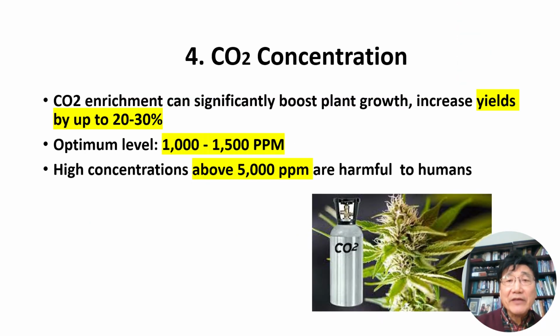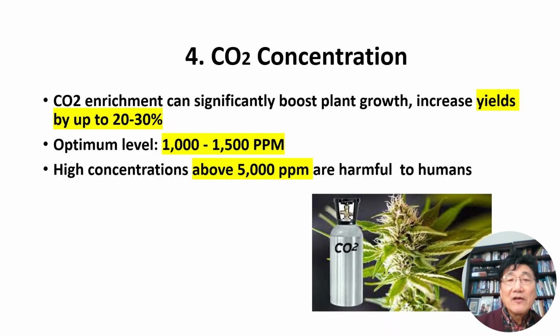In indoor growing environments, CO2 enrichment can significantly boost plant growth, speed up the life cycle, and increase yields by up to 20 to 30% when combined with high-intensity lighting, temperature, and nutrient levels. In the natural atmosphere, CO2 levels are around 400 ppm, but cannabis can efficiently use much higher concentrations.